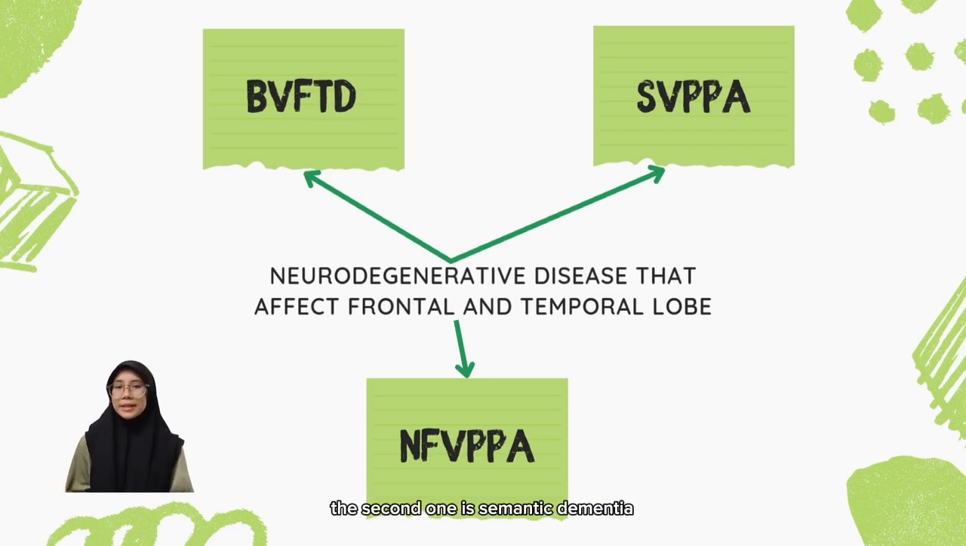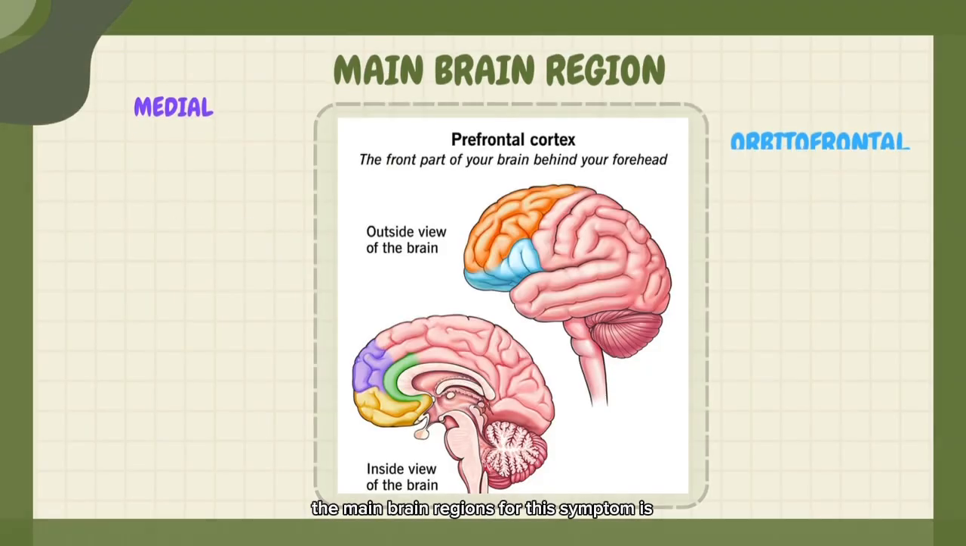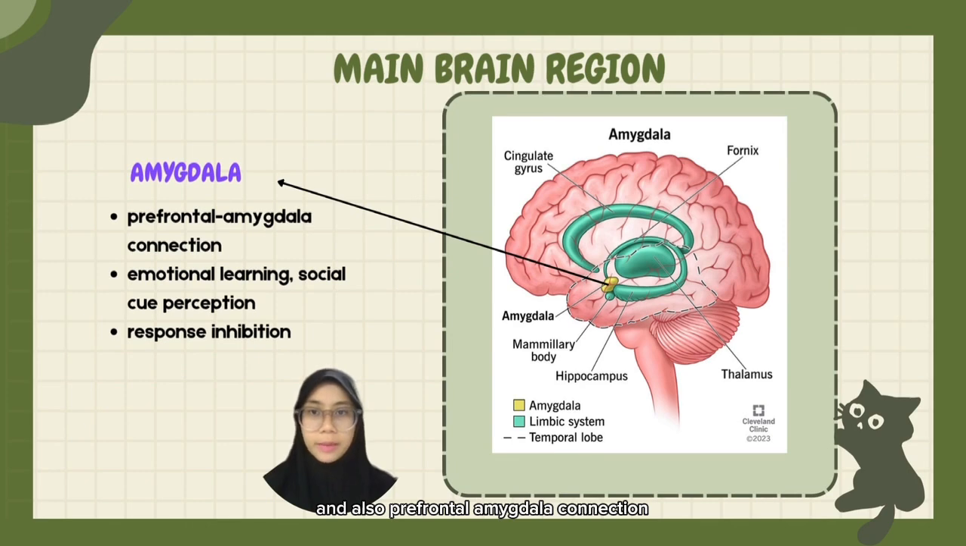The second one is semantic dementia, which we also call svPPA. It affects semantic memory and language. The third one is progressive non-fluent aphasia, which we also call nfvPPA. It affects speech production. In this video, we will be focusing on bvFTD and svPPA. The main brain regions for these symptoms are the medial prefrontal cortex, anterior cingulate cortex, orbitofrontal cortex, and the prefrontal-amygdala connection.